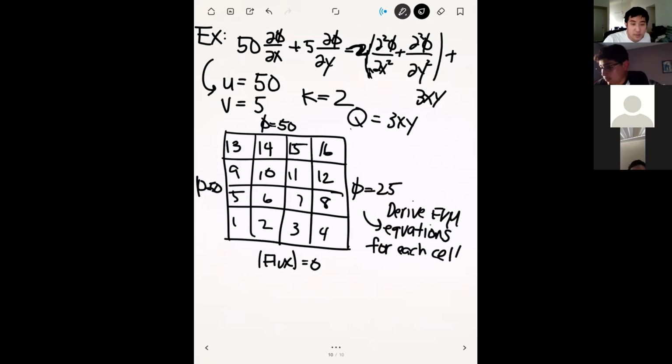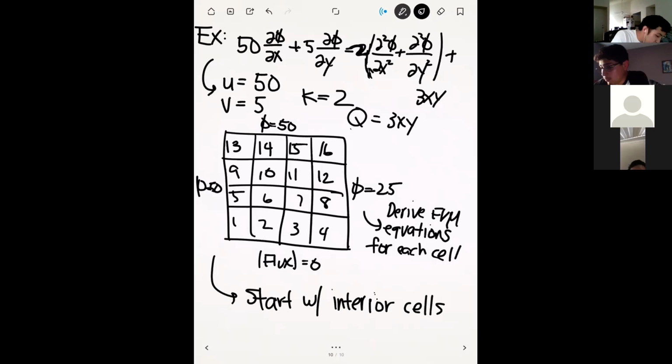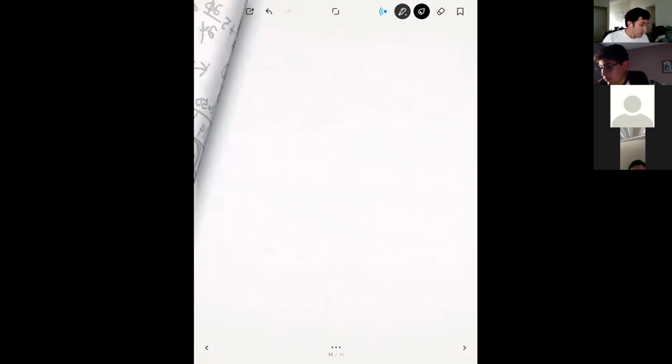All right. Any questions on the setup of the problem? So the first place, let's start with the interior cells, because we have an equation that we can just directly apply with it. In this case, we only have 4 interior cells, so that's going to be 6, 7, 10, and 11. So it's going to be all of these guys, because for those cells, we have the equation that we looked at earlier.